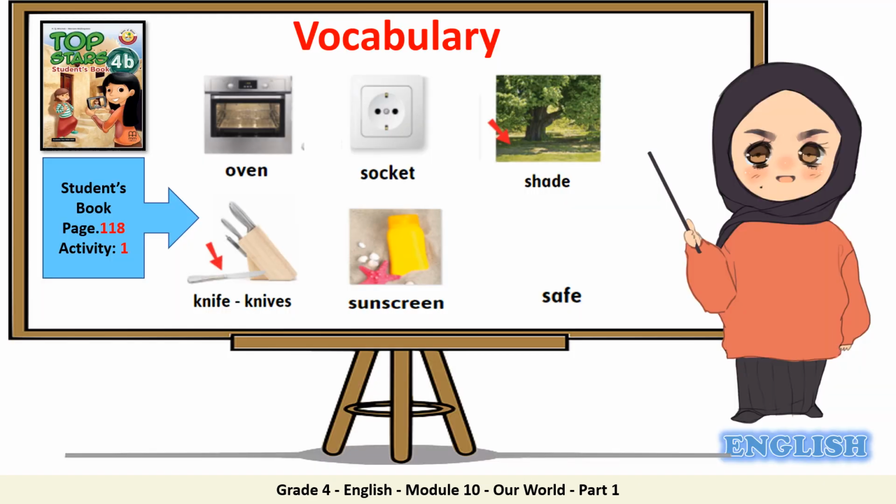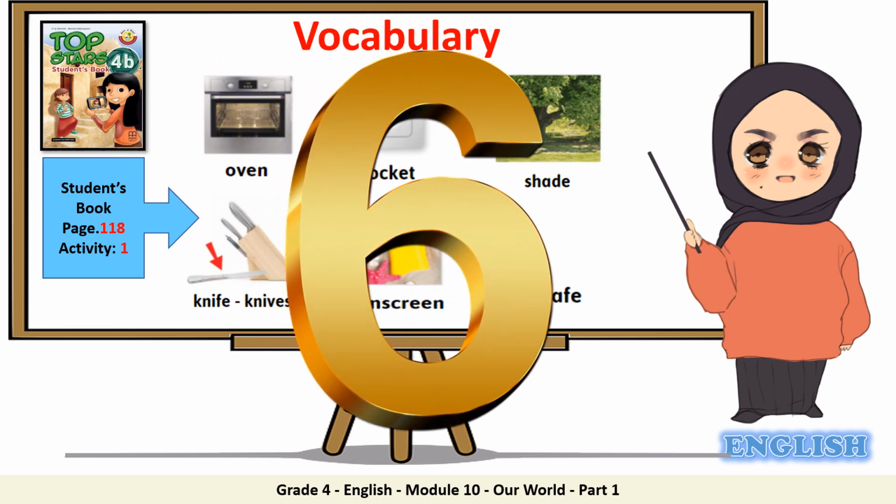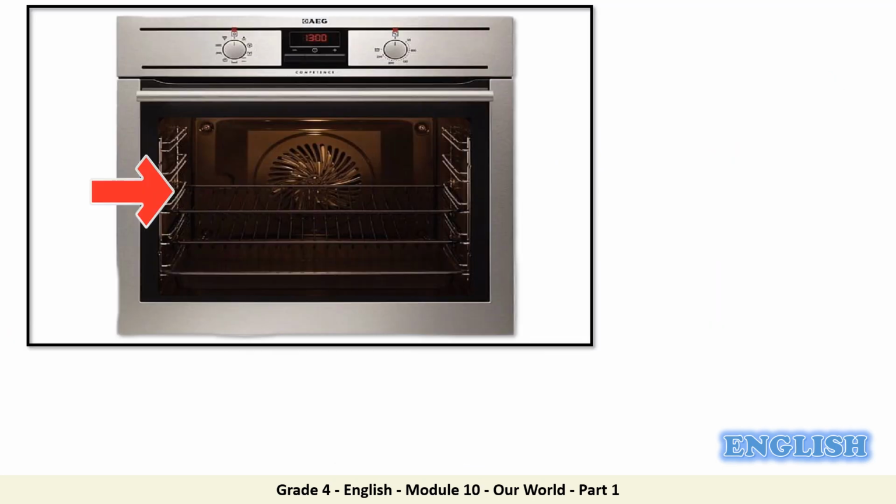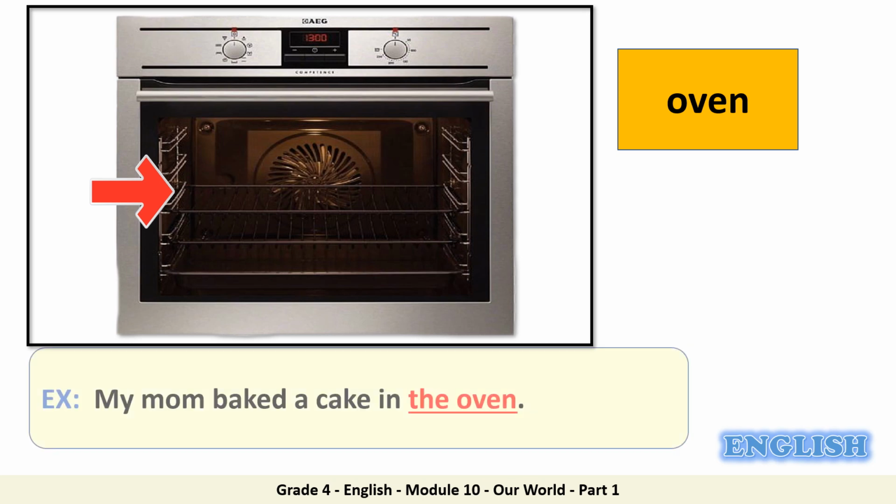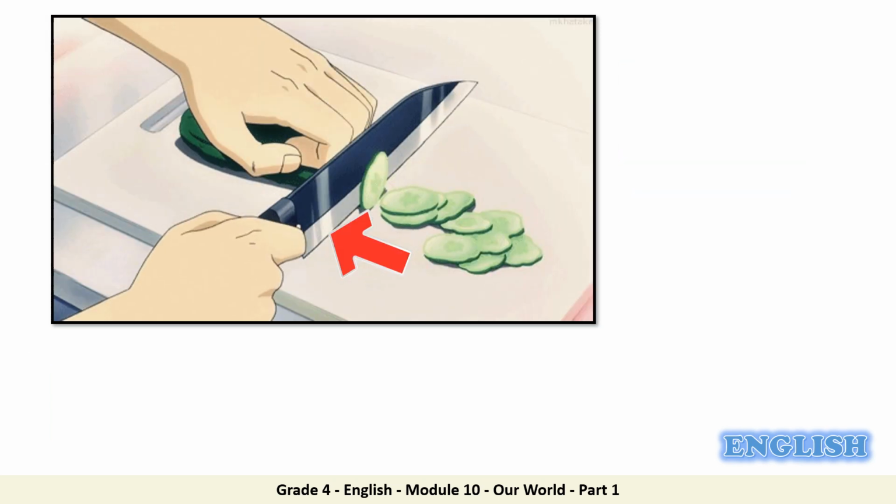Thank you, class. Now it's time to start with the vocabulary. Can you count how many words we are going to learn today? Yes, 6 new words. Well done. Now let's have a look at each one of them. Let's have a look at the first picture. What do you see? Oven. It's an oven. Have a look at the sentence. My mom baked a cake in the oven. Can you identify the part of speech here? It's a noun.